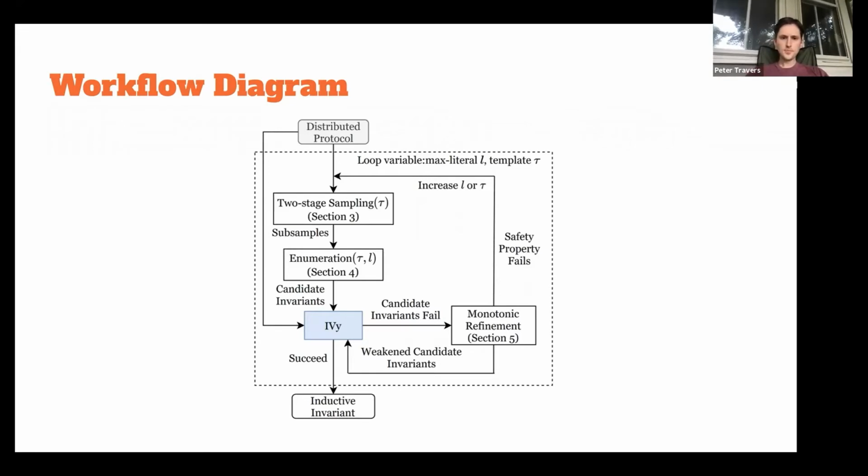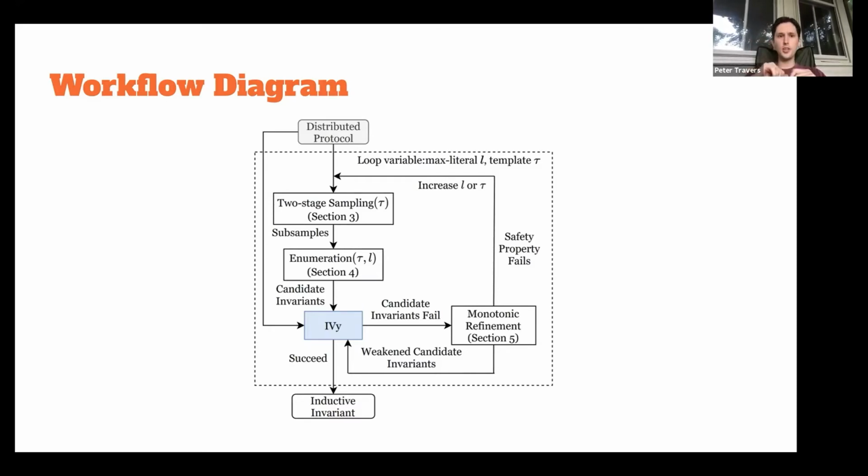Essentially, the sampling step is what gives you the data to try and find a good set of invariants to then provide to Ivy, and Ivy will then check this best case collection of invariants. And if one or more invariants fail, it will throw it back to this thing called the monotonic refinement. And from what I understood, that's the special secret sauce of DistAI.